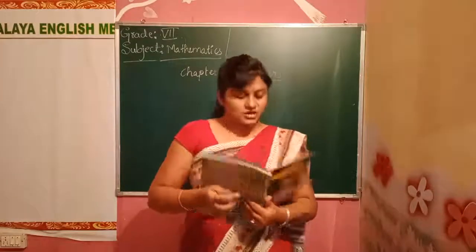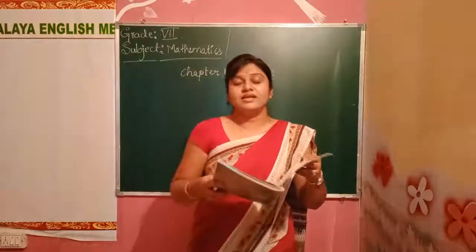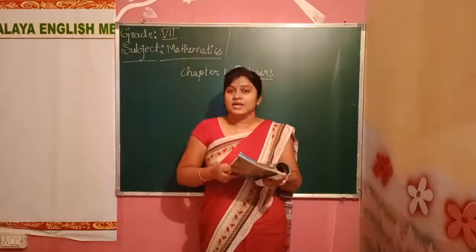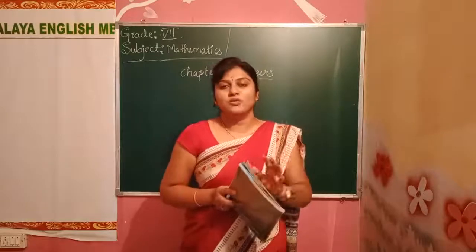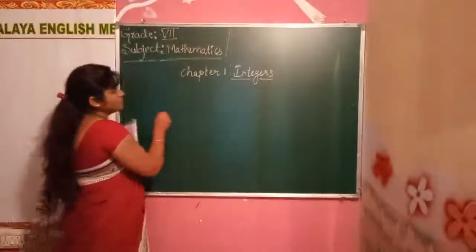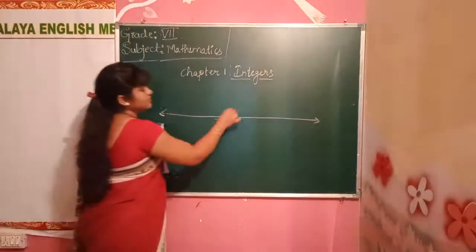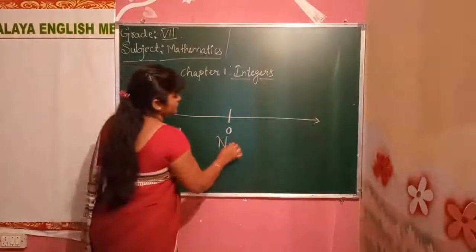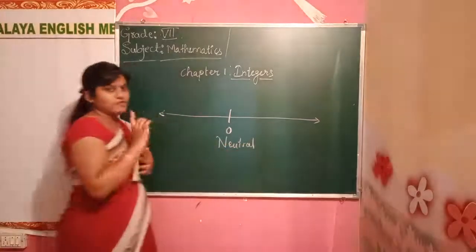Children, we'll continue with our academics now. In the previous class, we studied how to place the positive numbers, the negative numbers, and the neutrals. Neutrals means 0. The number line has a middle, the 0. This is a neutral number. It has neither a positive nor a negative sign.